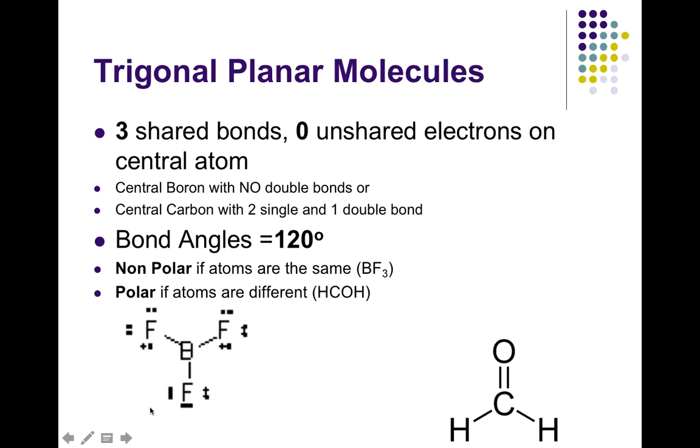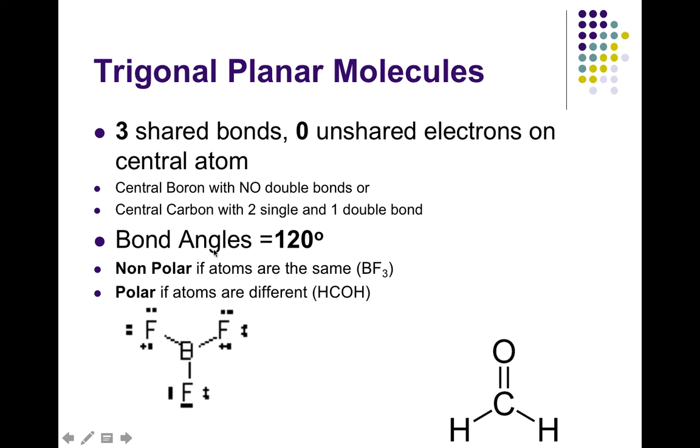Okay, this is something called trigonal planar molecules. This is where there are 3 shared bonds and no unshared electrons on the central atom. Underneath, you should write central boron with no double bonds, and central carbon with 2 single and 1 double bond. So the weird thing about boron is that boron is an exception just like hydrogen. It's happy with 6. Instead of being happy with 8, boron is happy with 6. So it makes just 3 bonds.